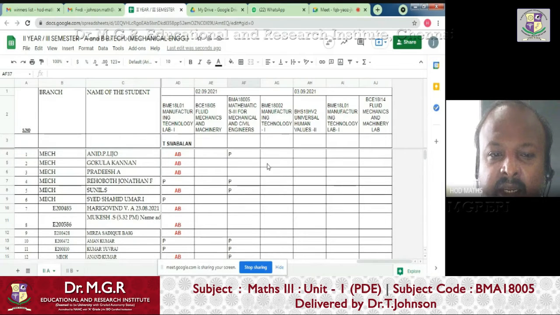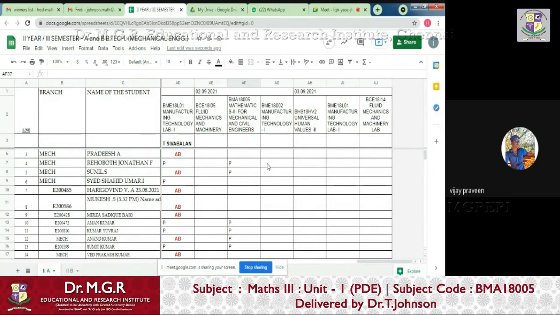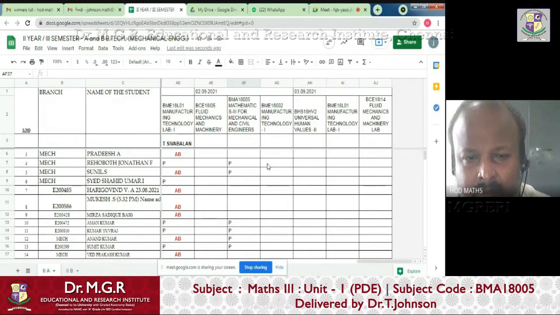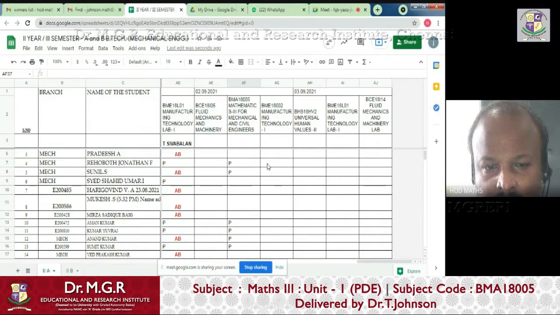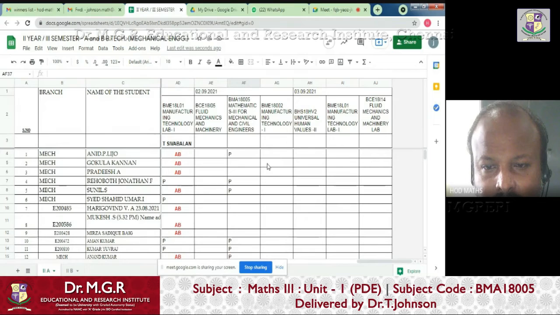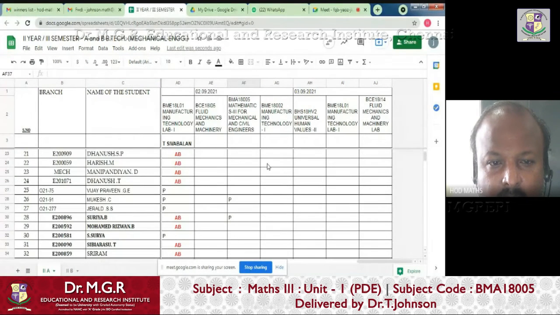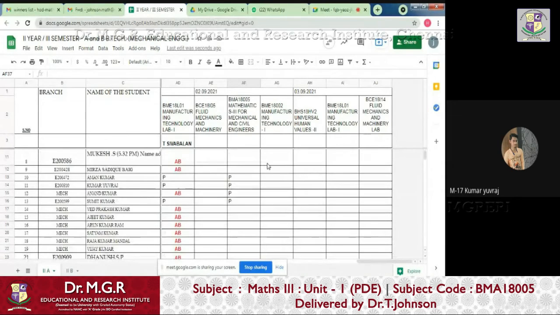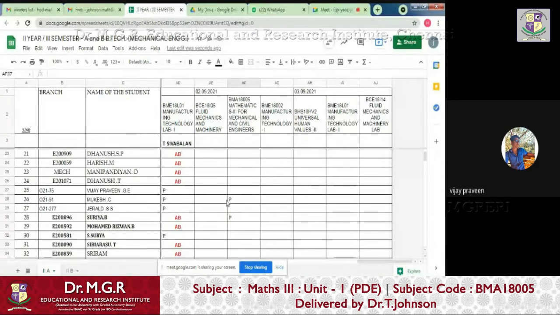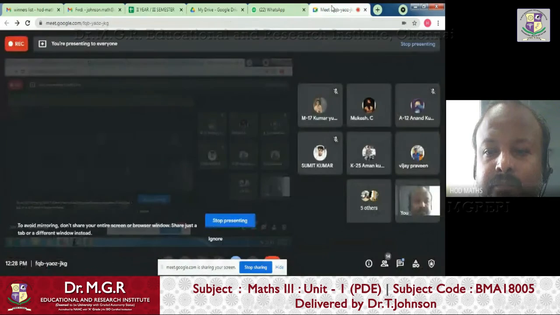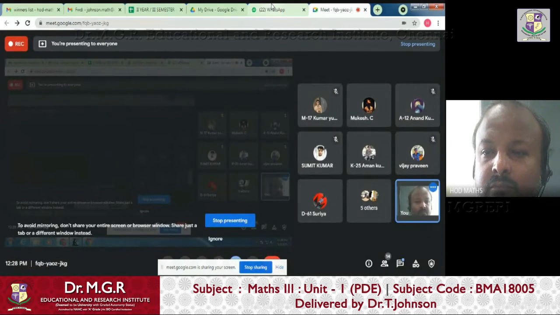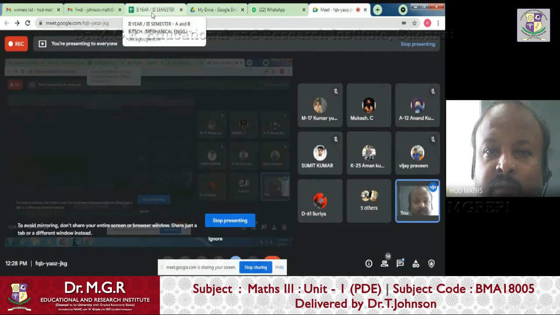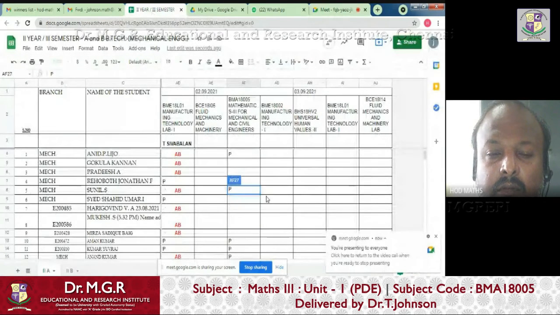So present are Anit, Jonathan, Sunil, Aman Kumar, Kumar Yuvaraj, Anand Kumar, Smith Kumar, Mukesh C and Surya B. Sir, Vijay is present. I think he has some mic problem. Sir, Vijay Praveen present, sir. Okay, sir. Is there anybody whose name is left out here? All of you gave your attendance?